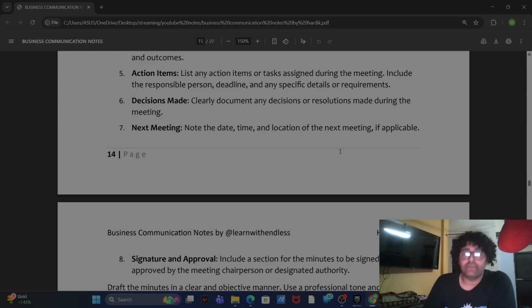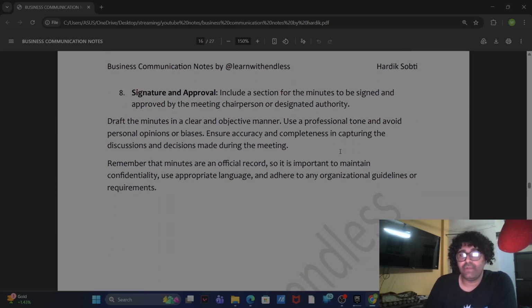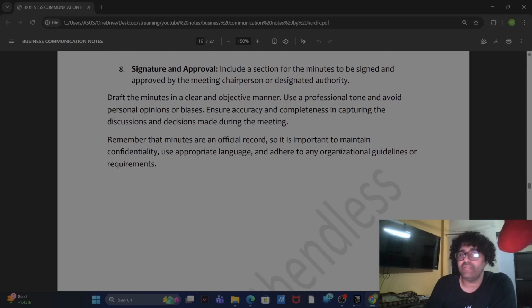Next meeting: note the date, time, and location of the next meeting, if applicable. Signature and approval: include a provision for the minutes to be signed and approved by the chairperson or designated authority. Draft the minutes in a clear and objective manner. Use a professional tone and avoid personal opinions or biases.